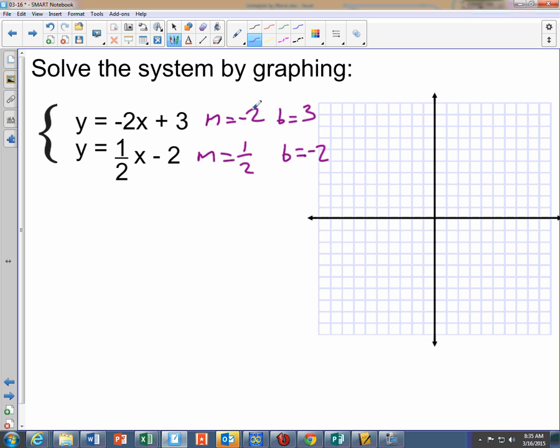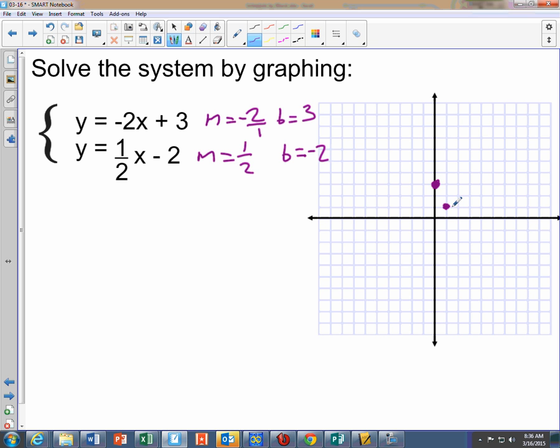Umberto, what do I do first with this information? And how do I do that? Go up 3. Because the B is a positive 3, I go up 3. 1, 2, 3. Good. David, what do I do with this slope of -2? Put a 1 under it so I know what to rise and run. Good answer. And then? Down 2 times. 1, 2. Go over 1. Go to the right 1.